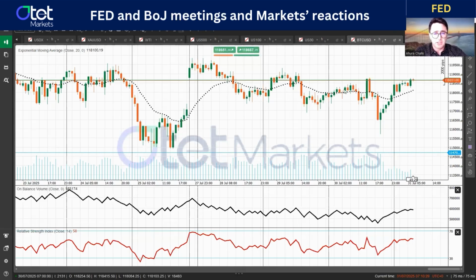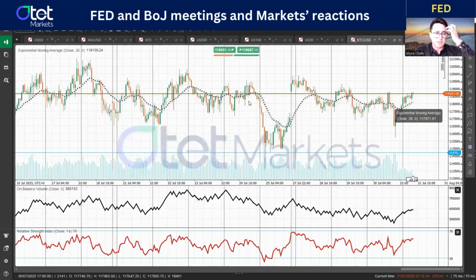The bulls are limiting gains around 119,000. It could be the level from which the Bitcoin price falls. We should be a little bit more careful and cautious in the stock market and generally in the cryptocurrency market as well.